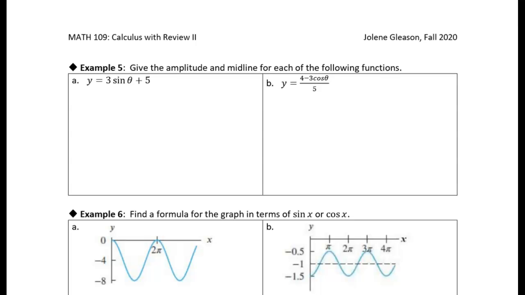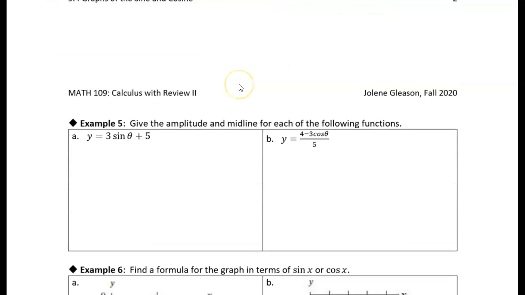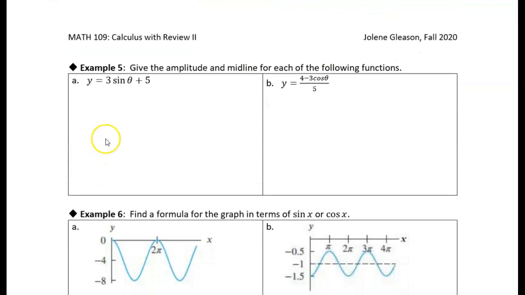All right, so hopefully you've looked ahead at these, because this example 5 is pretty straightforward. If you remember our result from the last video, if we're given a function, we can read the amplitude and the midline right from the function. Okay, so this 3 is the amplitude. So this is a sine function with an amplitude of 3, right?